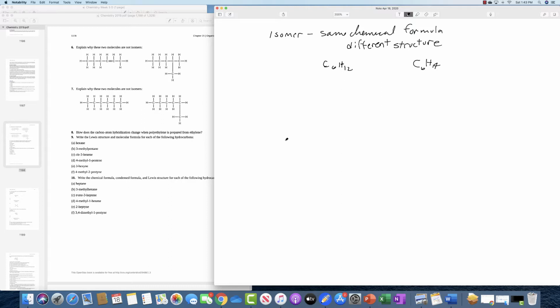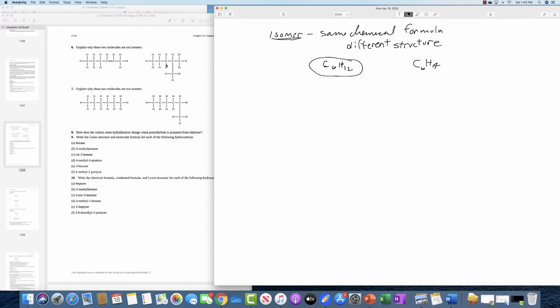other branches of chemistry. So this first question, question 6, asks why these two isomers or two molecules are not isomers. You'll remember the definition of an isomer is they have the same chemical formula but a different structure. Now clearly these two have a different structure, but if you look at the formula of the first one, it's 1, 2, 3, 4, 5, 6 with 12 hydrogens around the outside.